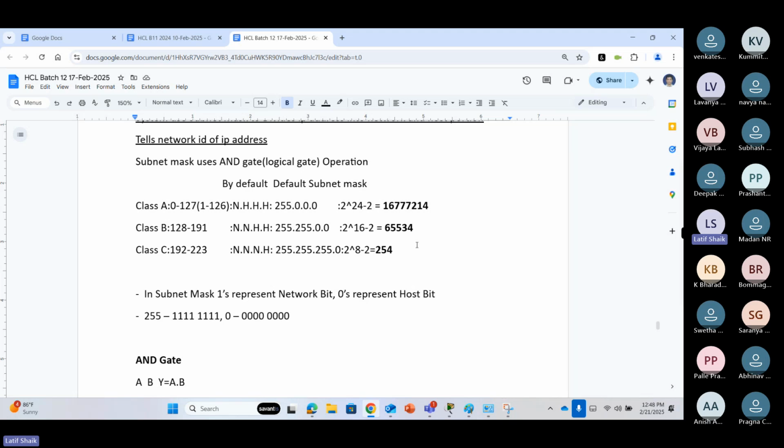It means 65,534 devices we can connect in one single class B network. In class A, there are three host portions, 2 to the power of 24 minus 2, which is 16,777,214 devices we can connect in a single network.